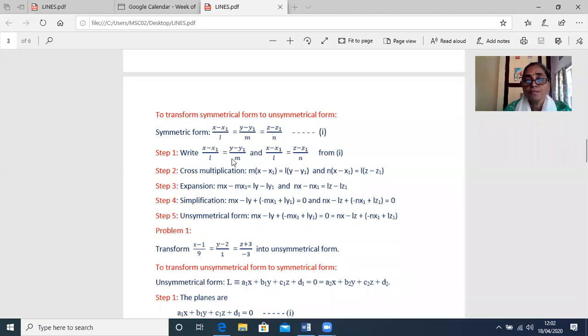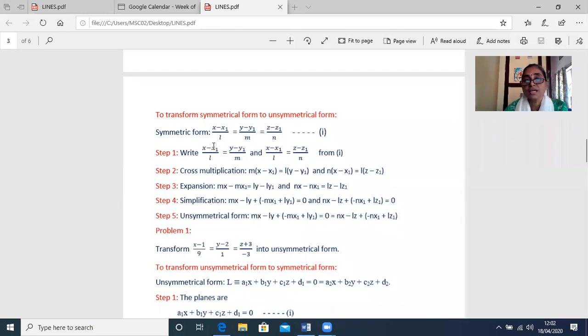Now from these two equations, you will have to get two planes, girls. Now how will you get two planes? Just cross multiply. After cross multiplying, you will get this equation, and from this you will get this equation, and then bring every term to one side. So you will get a plane of this form, mx minus ly plus some constant is equal to 0 from the first identity, and then from the second identity you will get some nx minus lz plus some constant is equal to 0. These are the two planes, and the intersection of these two planes will give you the line. So that's what I wrote here in the last step: intersection of the two planes.